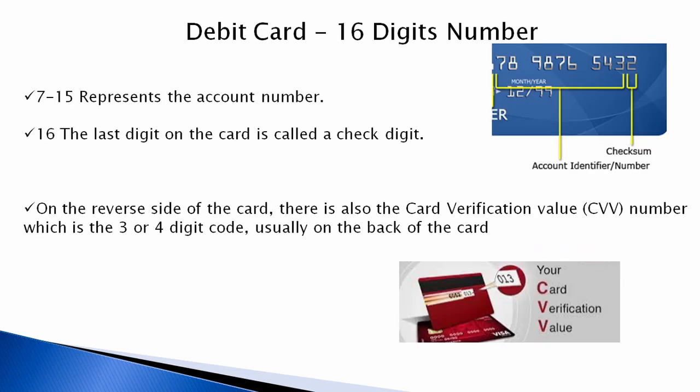Digits 7 to 15 represent the account number. Whatever your savings bank account number or current account, it will represent that. The 16th digit is the check digit. It is a dummy number. It is calculated with a logic and added to your debit card. This will eliminate data entry mistakes.